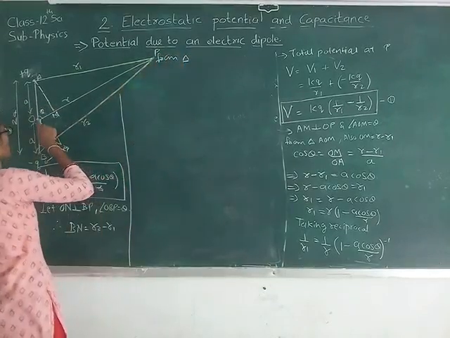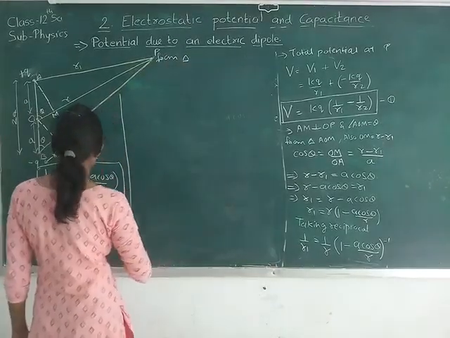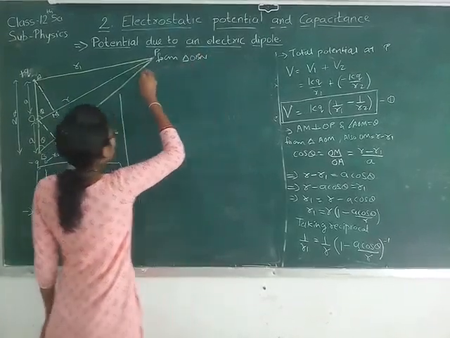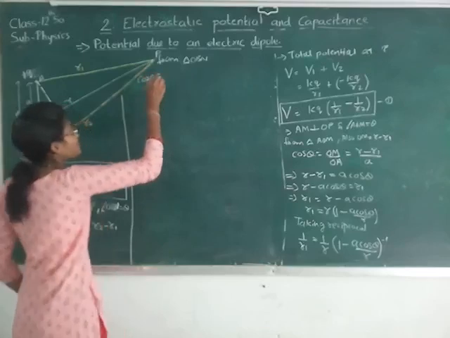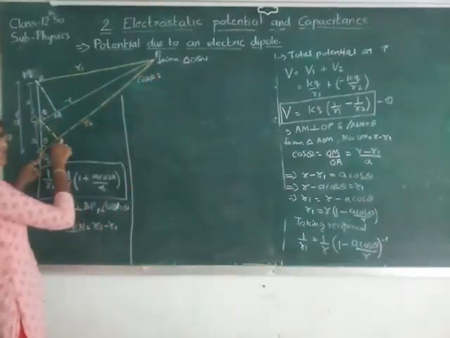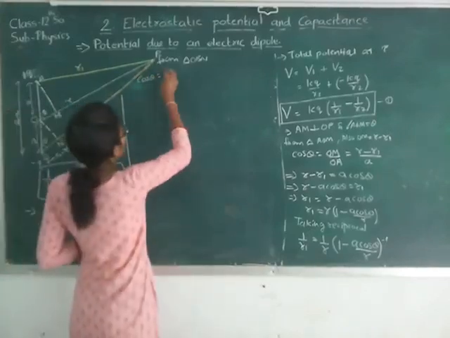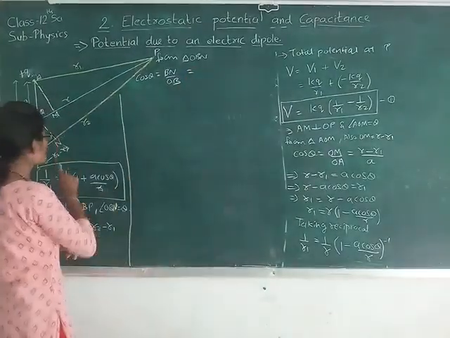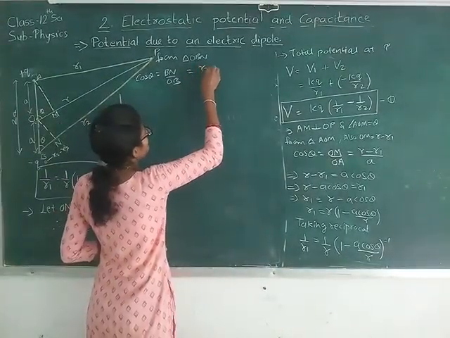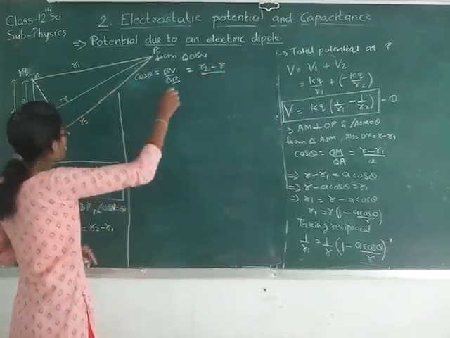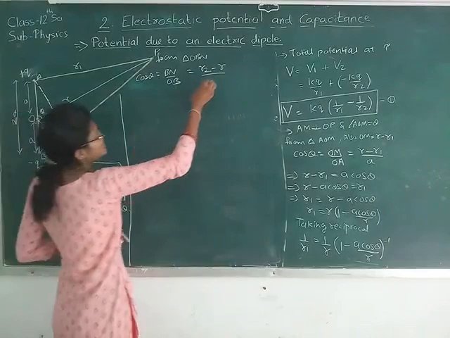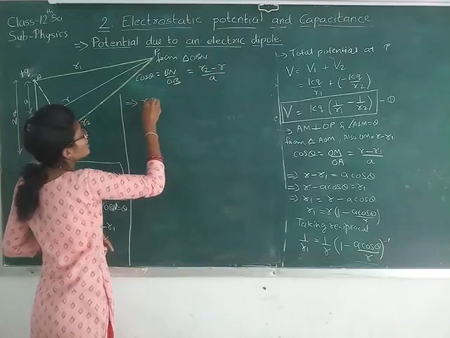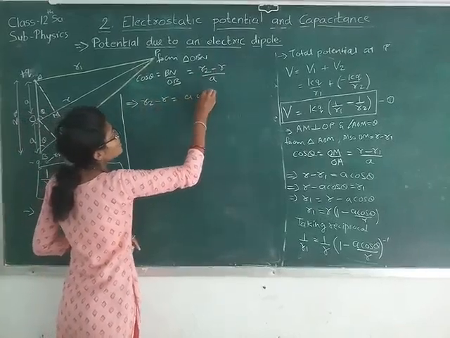from triangle OBN, we can write cos theta equals to adjacent, that is BN, upon hypotenuse, that is OB. BN upon OB. That is BN is what? r2 minus r. And OB, that is what? That is distance a. Taking a over here, what we get? r2 minus r equals to a cos theta.